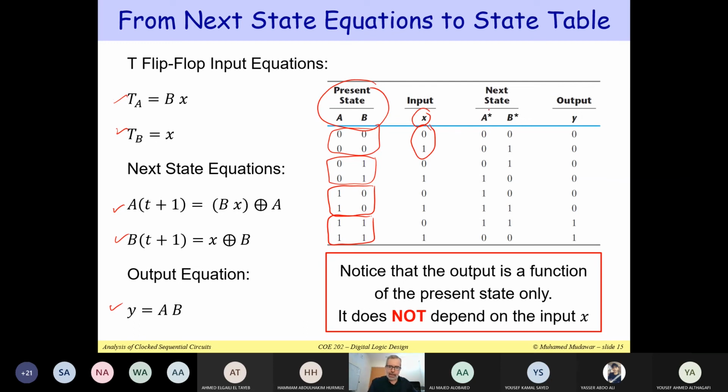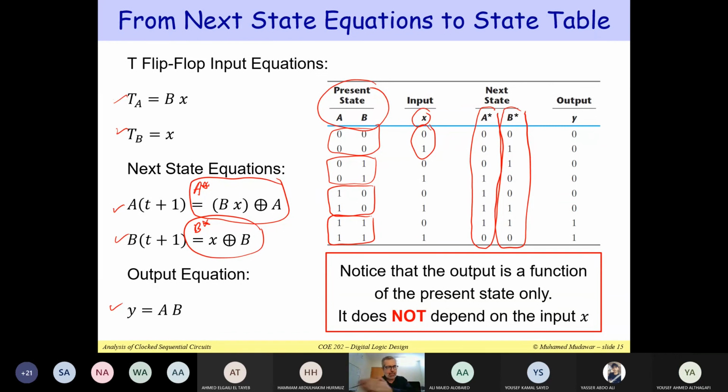We have A star. This is the next state. We have B star. This is A at T plus 1, and this is B at T plus 1. That will be the next value of A and B after the rising edge of the clock. So use these equations. This is nothing but A star. This is the equation. And this is nothing but B star. This is the equation. So evaluate this equation, calculate B and X XOR A. This will give you actually A star, and evaluate X XOR B to get B star.